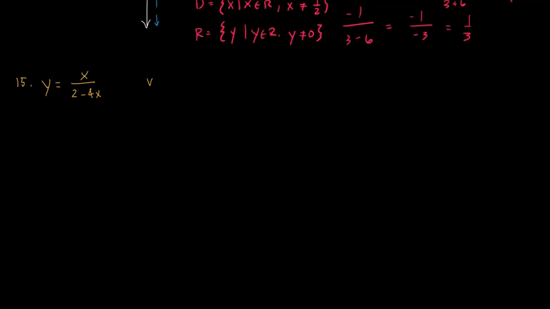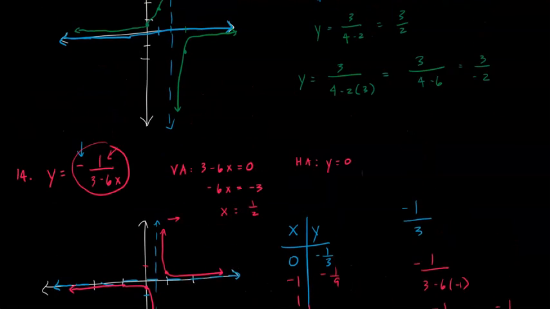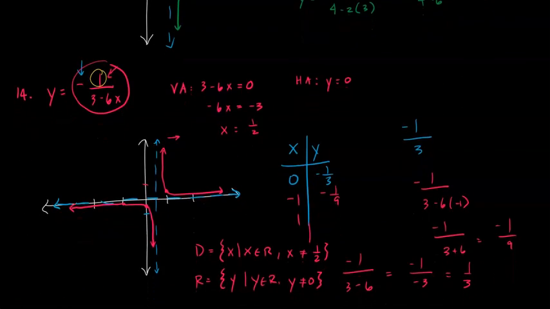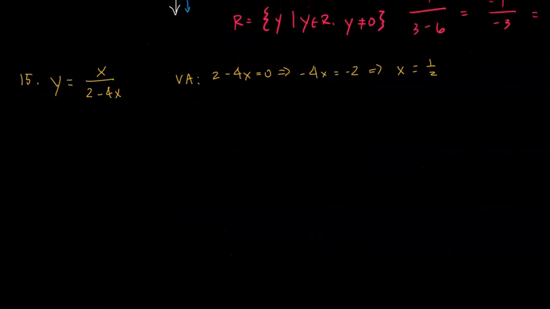So we have, for the vertical asymptote, 2 minus 4x equals 0. This implies negative 4x equals negative 2. This implies that x equals 1/2. Okay? We have 1/2 again. And then let's look at the horizontal asymptote. These two had a constant. We had a 3 here, and we had a negative 1 here. These have a constant. And so I've asked you to find these algebraically instead of using the trick.